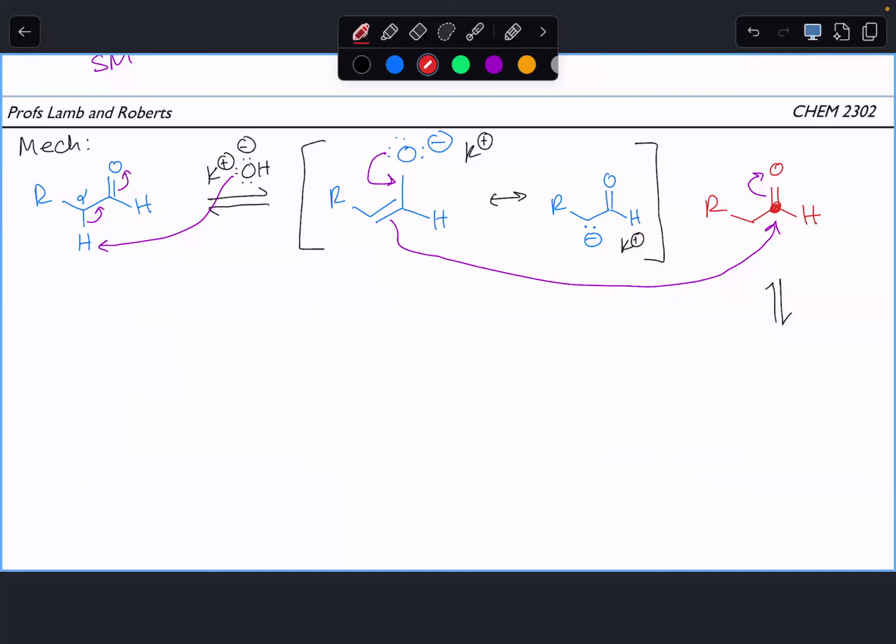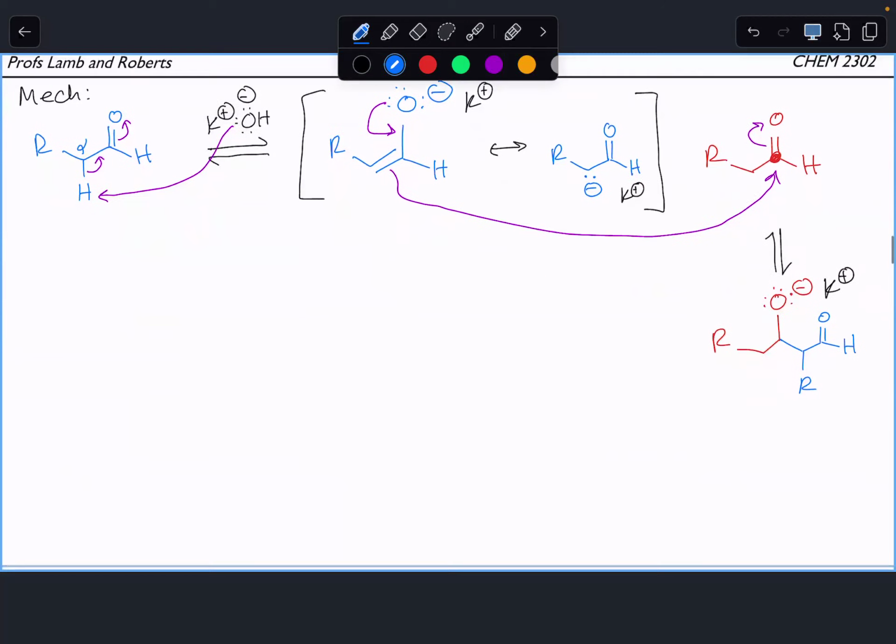Okay. So just like every other time we have attacked an aldehyde under basic conditions, right? We form this alkoxide. And then we've attached our nucleophile to that carbonyl carbon. Looks like that. And then to get to the final product, all we need to do is protonate that alkoxide using water.